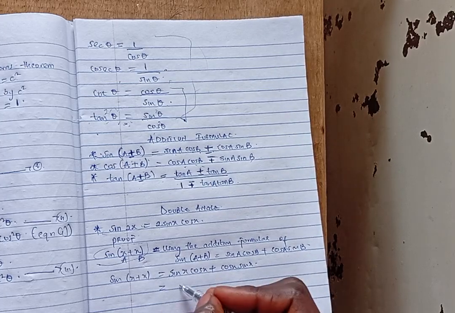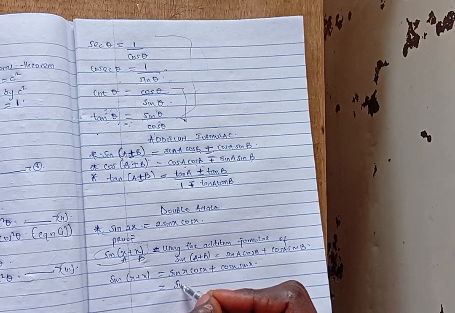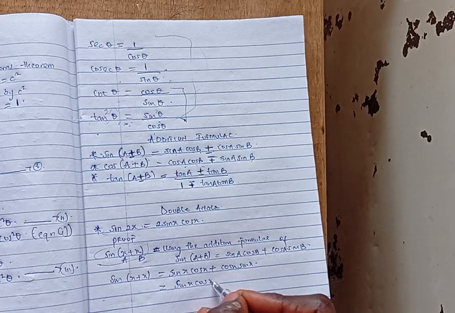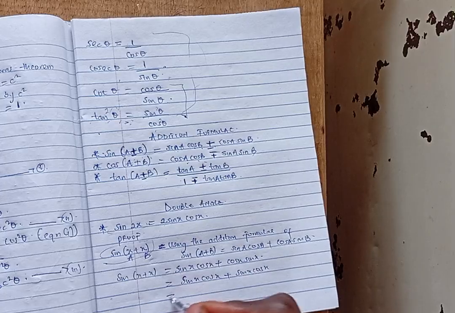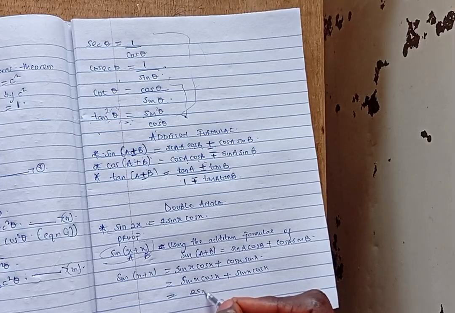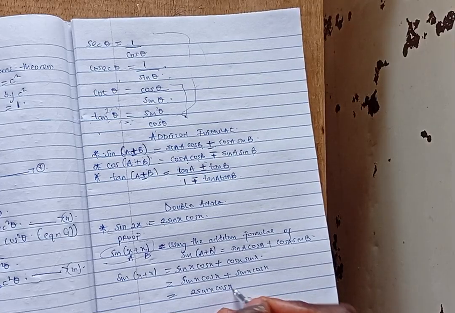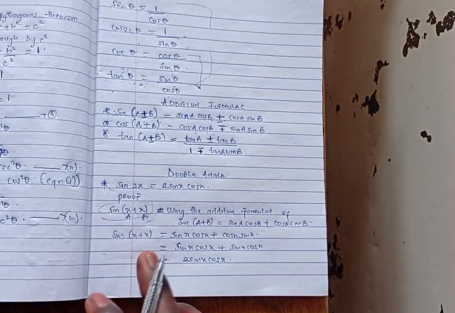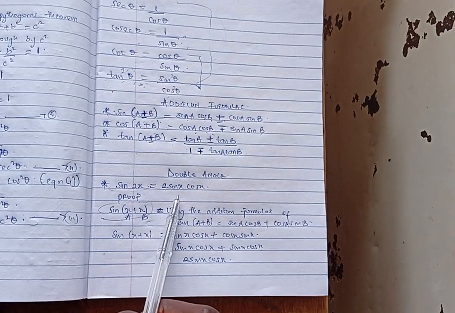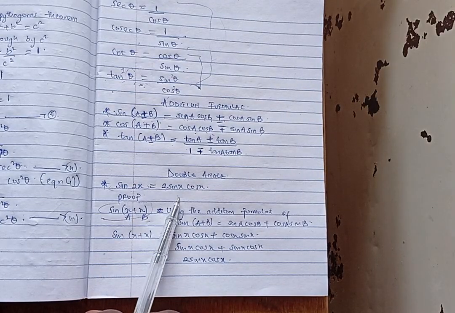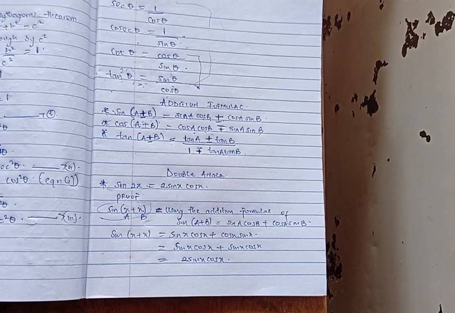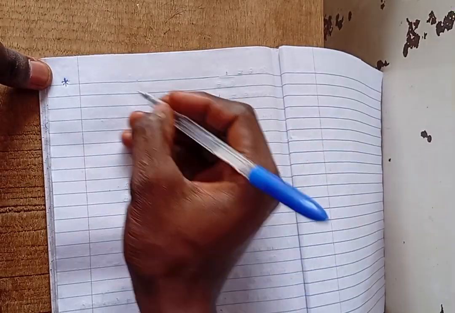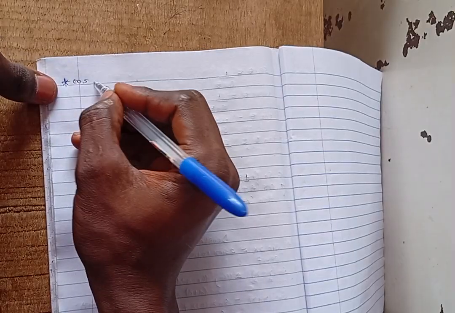So I can interpret this to be sine x cos x plus sine x cos x, which will now be 2 sine x cos x. So that's how sine 2x will always give us 2 sine x cos x. Hope you get it.